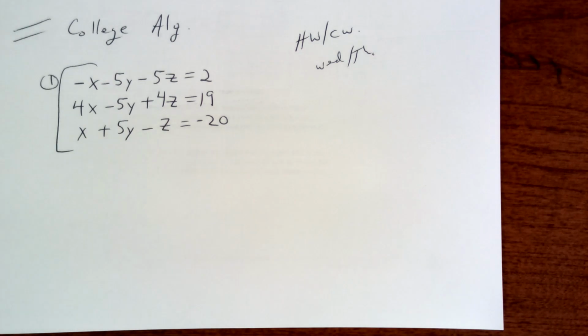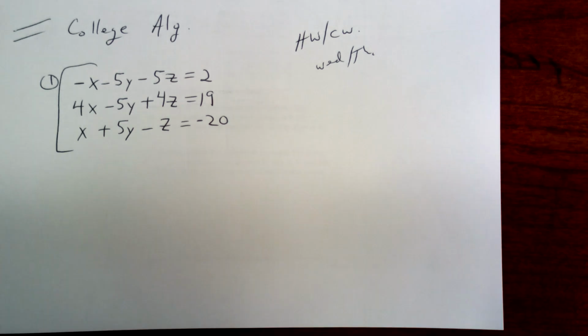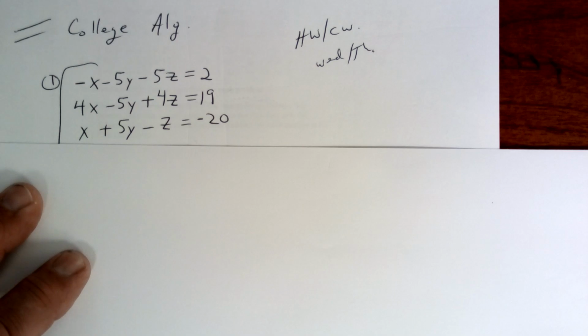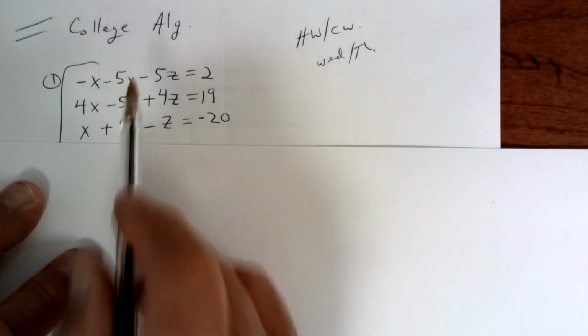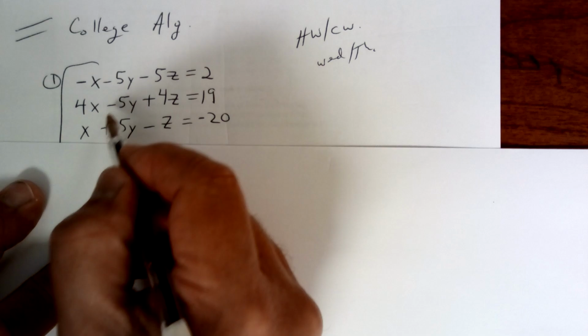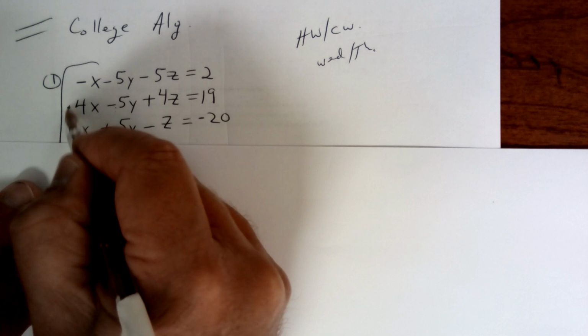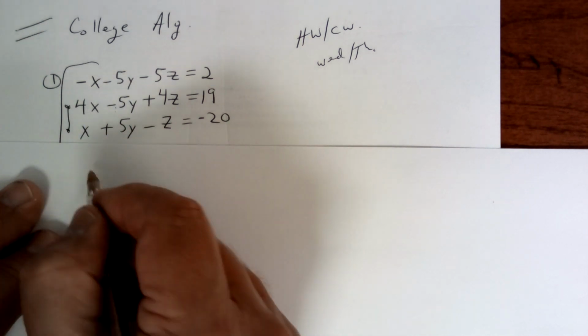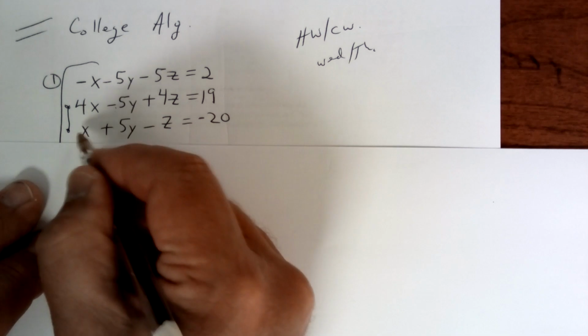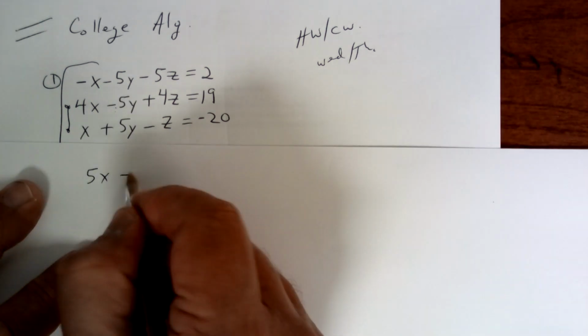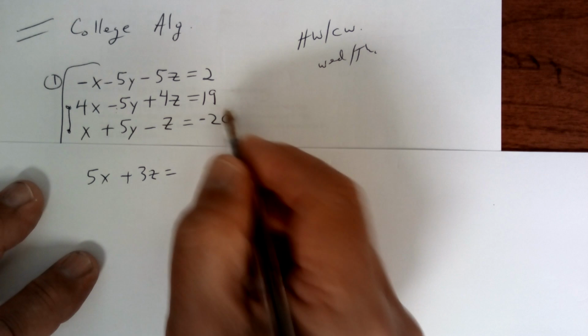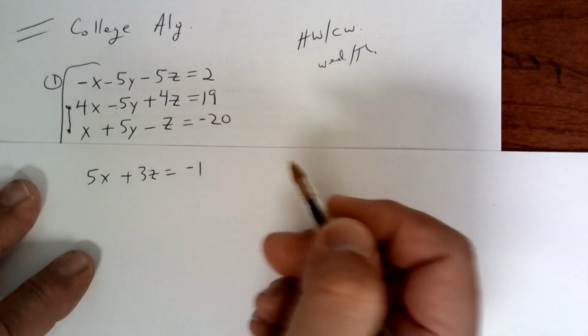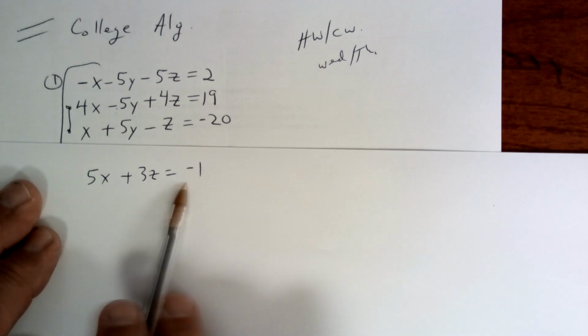Remember the rules. You can combine any two, but then you have to combine the third one. Now, all of these are y's. So I'm going to combine these two right here because they get rid of this. So I get 5x, right? 4 plus 1 plus 3z is equal to negative 1. Okay, so I got a new equation with two variables.